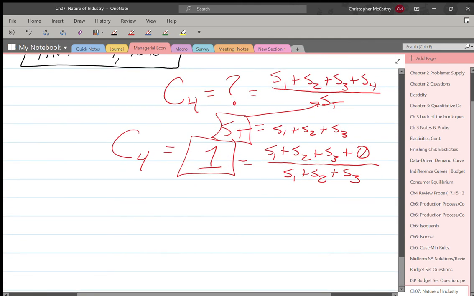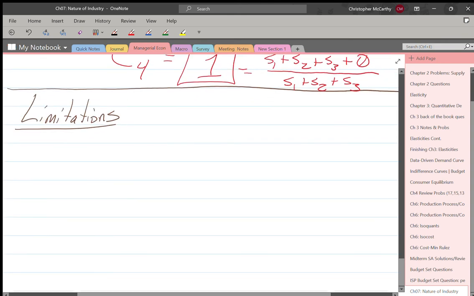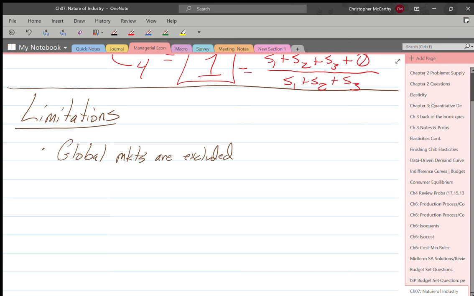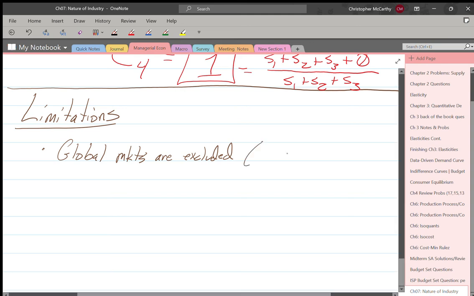So these measures are not perfect. There are some limitations that we have. So we'll gloss over them since they were already covered in the book. It talks about how we don't count any kind of imported goods, right? So global markets are excluded, which is why our brewery industry seems so concentrated, because they're excluding all the Mexican beer, all the European beer, all the Japanese beer, all that kind of stuff, right? And so global markets are excluded. So what does this do? This overstates concentration ratios.